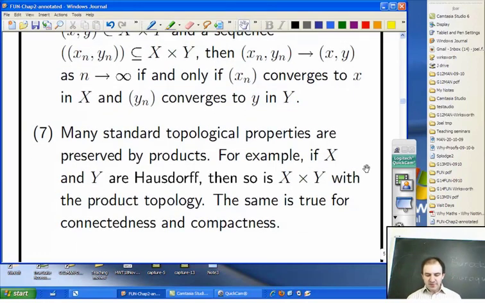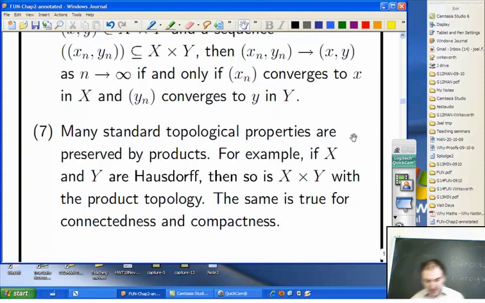So, properties preserved by products. If X and Y are Hausdorff, so is X cross Y. If X and Y are both non-empty, then so is X cross Y. If X and Y are connected, then so is X cross Y, and if X and Y are compact, then so is X cross Y. Works for locally compact as well, but only because it's a finite product. Infinite products mess up local compactness.